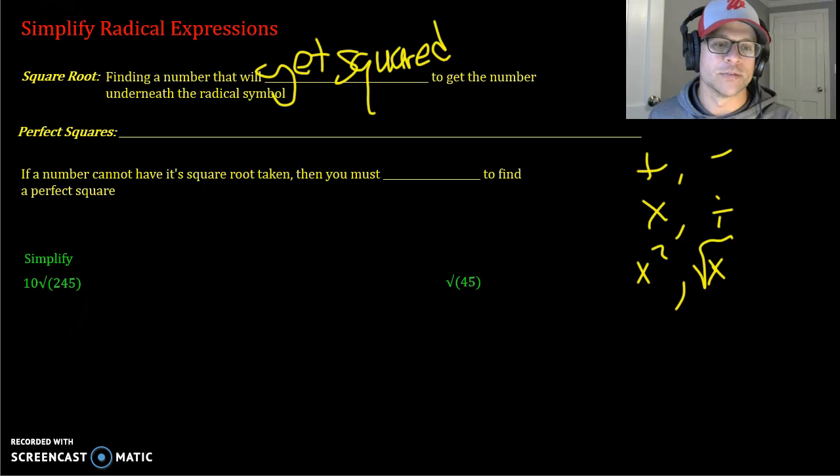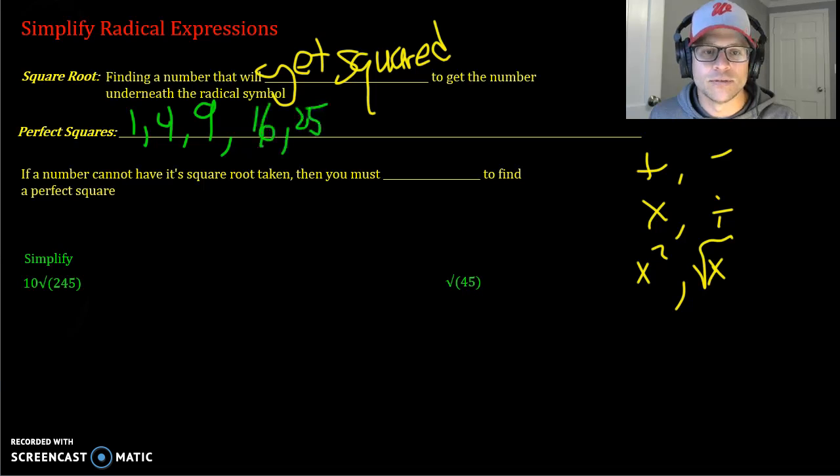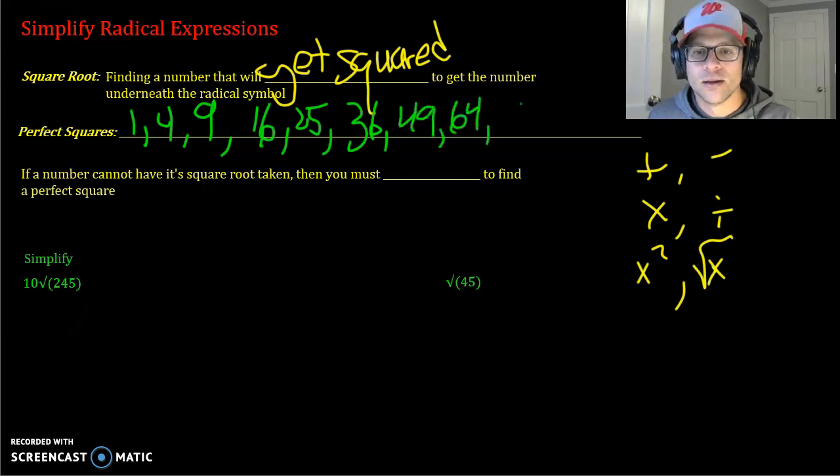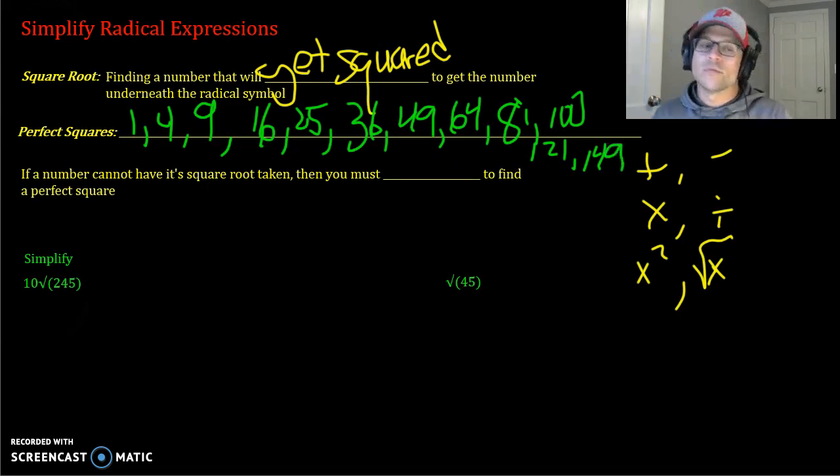Now, I've said this before in a previous video, but just to reiterate, the most important common perfect squares are the numbers that, when squared, 1 through 12 give you the following numbers. 1 squared is 1, 2 squared is 4, 3 squared is 9, then 16, 25, 36, 49, 64, 81, 100, 121, and 144. There are an infinite number of perfect squares, but these are the common ones that you need to be very, very familiar with to make your life so much easier when simplifying these radical expressions.